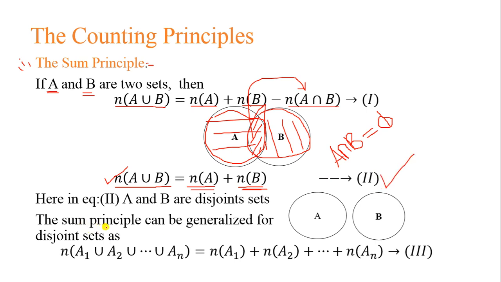Okay, we can generalize this sum principle up to n number of sets. Say we have n sets A1, A2, A3 up to An, and we want to find the number of elements in the union of all these sets. I mean in the union of A1, A2 up to An is equal to number of elements in A1 plus number of elements in A2 up to number of elements in An.